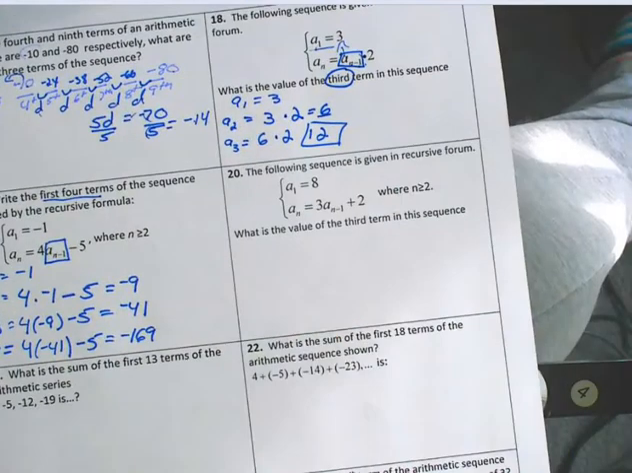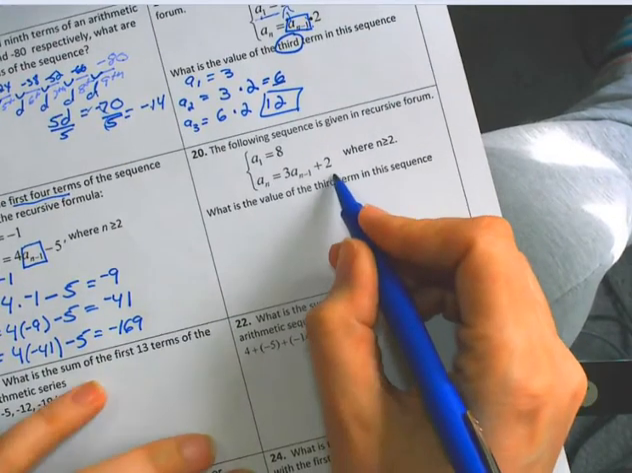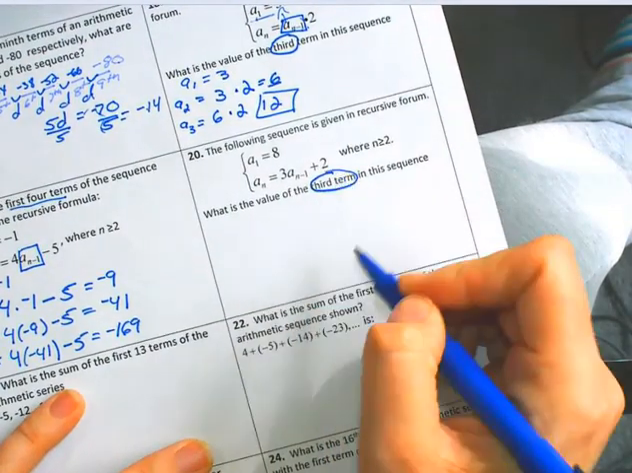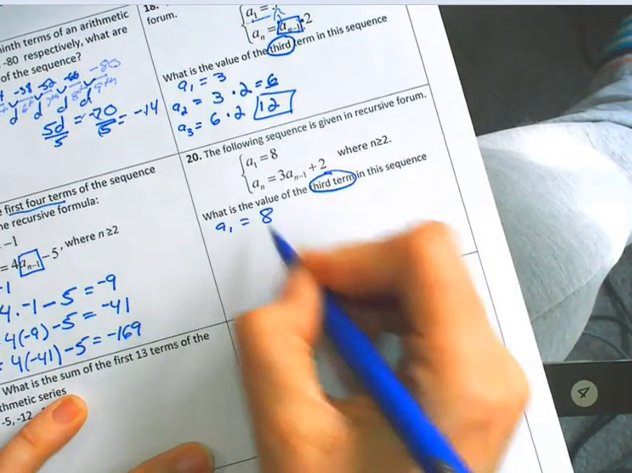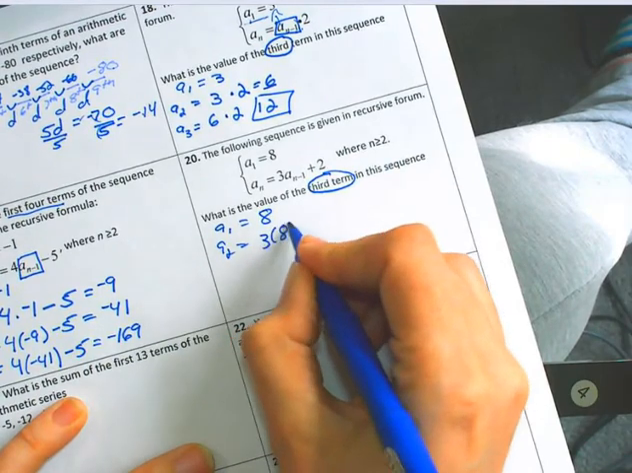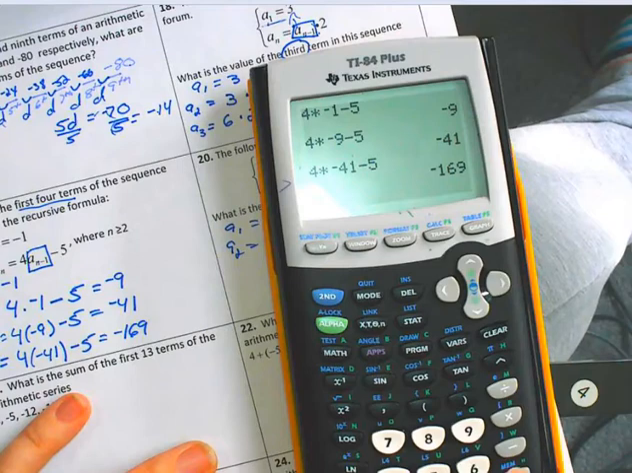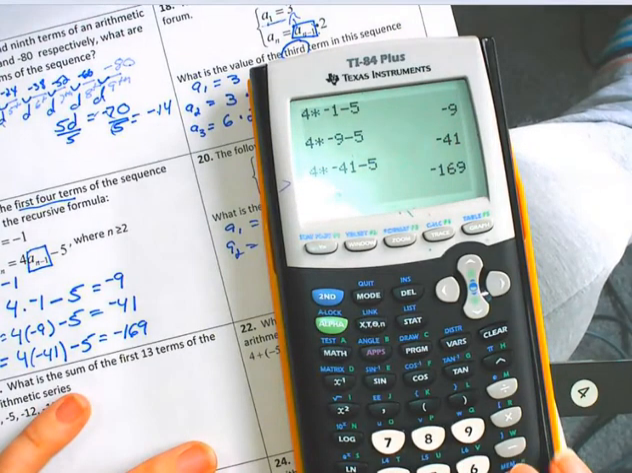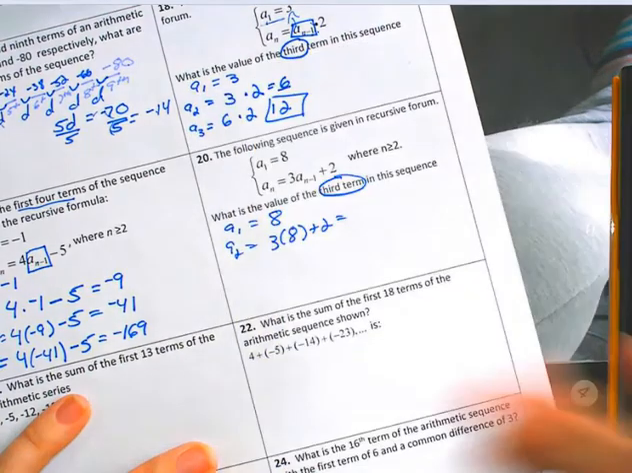The following sequence is given in recursive form. What is the value of the 3rd term? So we're looking for the 3rd term again. I've already set it up for me. A1 equals 8. A2 equals 3 times the previous term plus 2. 3 times 8 plus 2 is 26.